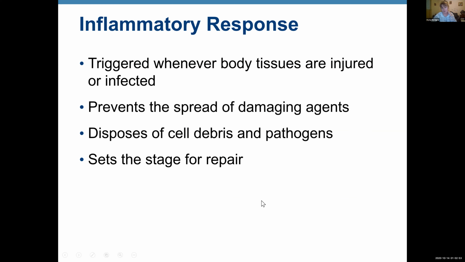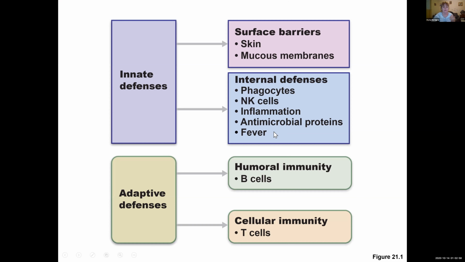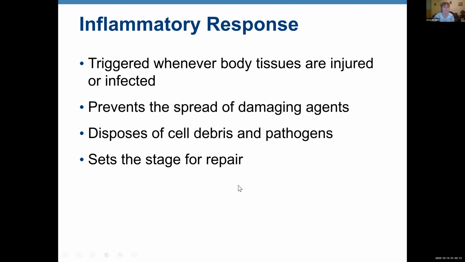Okay, so in the second line of defense, we have the inflammatory response. Of course, everything is important, but this is a really important process, which is why we're looking at it in more detail. So what is inflammation? First of all, it's triggered whenever body tissues are injured or infected. It prevents the spread of damaging agents, disposes of cell debris and pathogens, and sets the stage for repair.